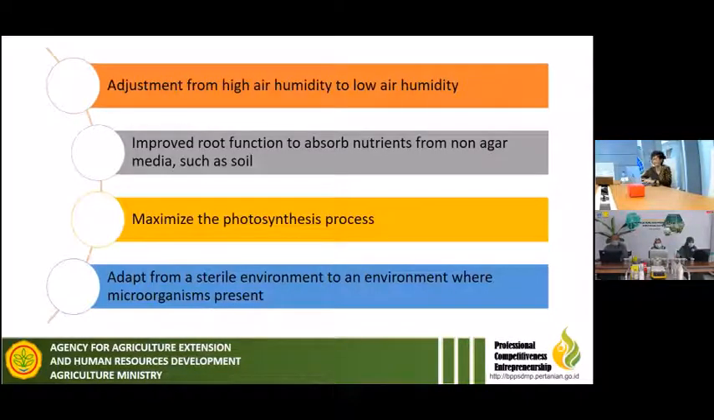This acclimatization is used to adjust from high air humidity to low air humidity, improve root function to absorb nutrients from non-agar media into soil, maximize the photosynthesis process, and adapt from a sterile environment into an environment where microorganisms are present.